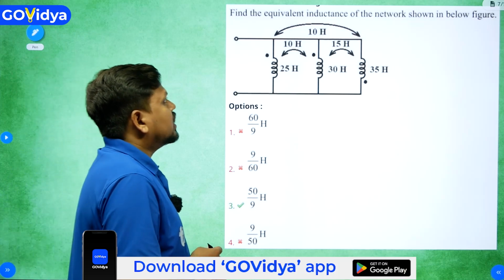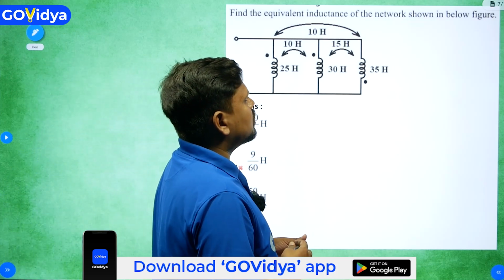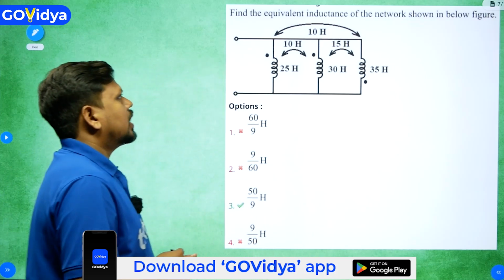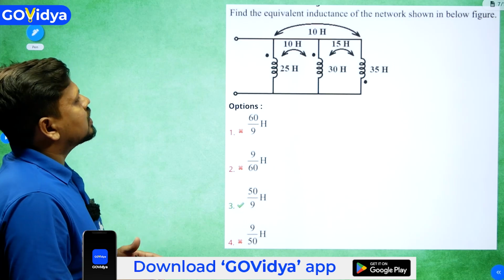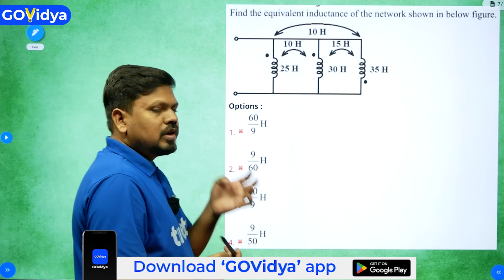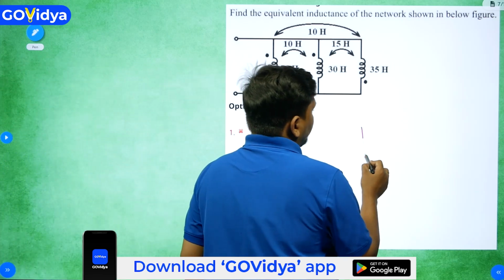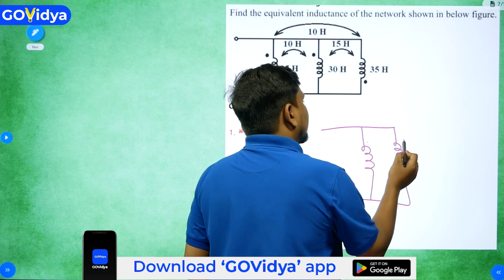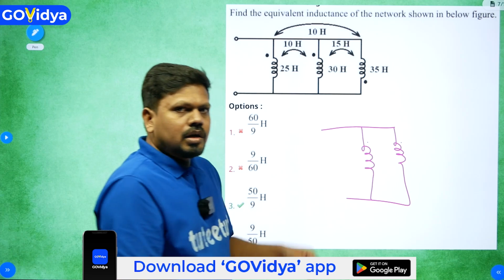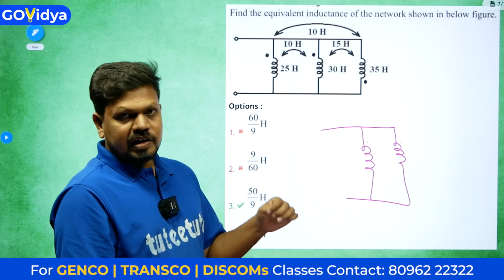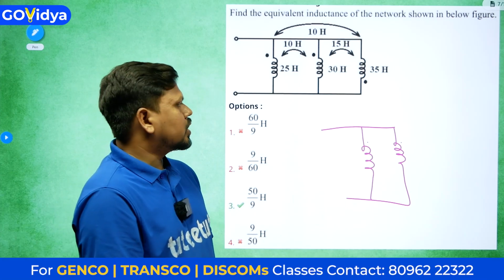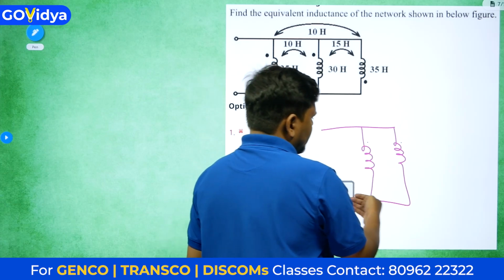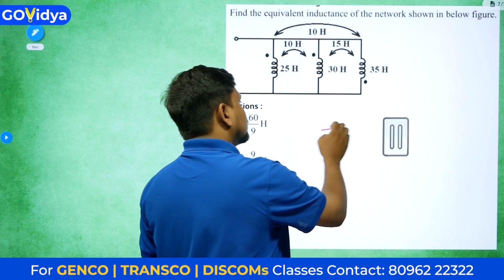Okay, so find the equivalent inductance of the network shown in the below figure. Equivalent inductance they are asking. Generally we learn that whenever two inductors are connected in parallel, whether they are aiding or opposing, mutual inductance will be there. This we might have learned. But three inductances are there here, so how do you have to do this?